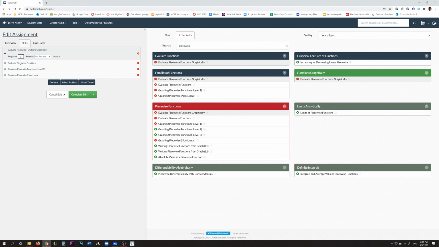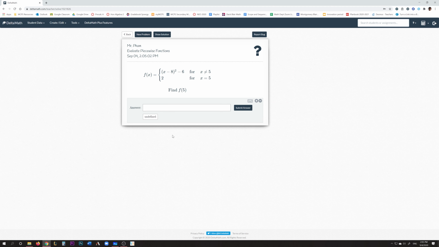So let's go back. The next skill that you need to know how to do is how to evaluate piecewise functions. So let's click on this. So you're given a problem. F of x is equal to parentheses x minus 8 squared minus 6 for when x does not equal 5, and 2 when x is equal to 5. So this is giving you a pathway. This is saying what is f of 5.